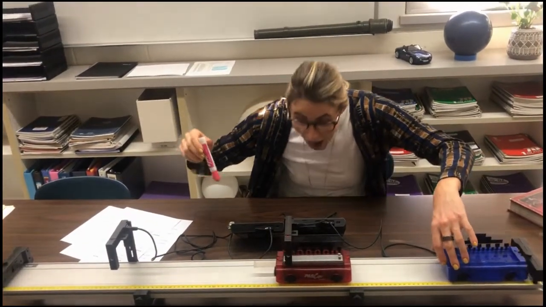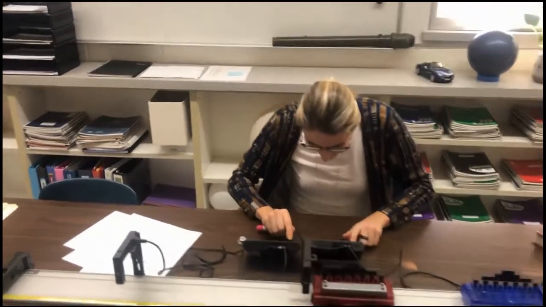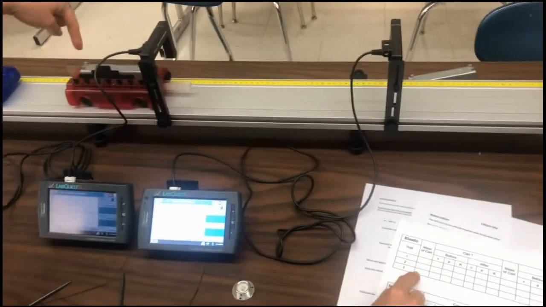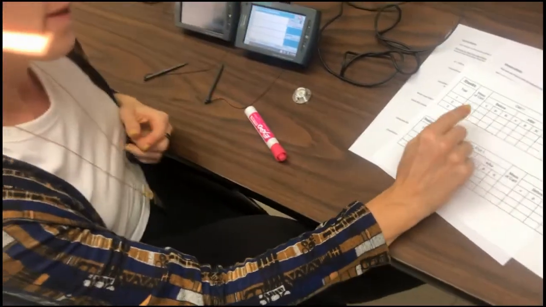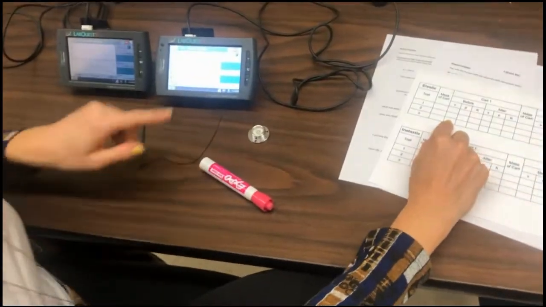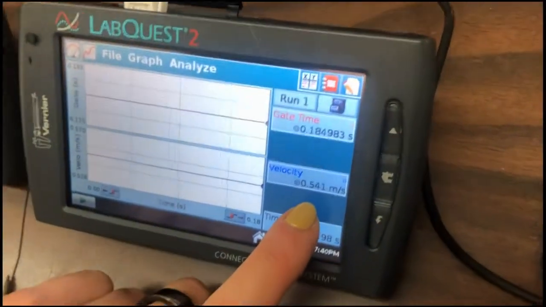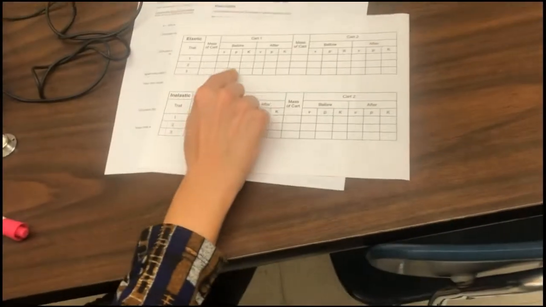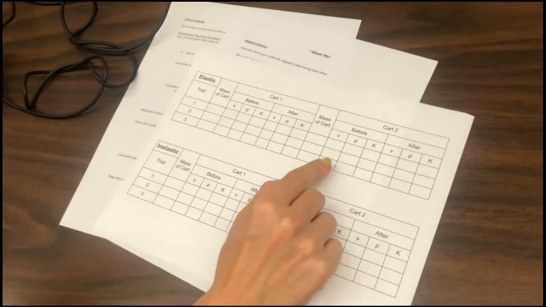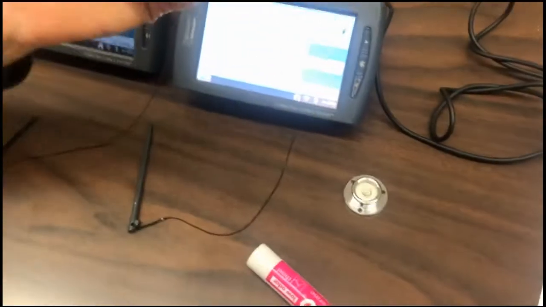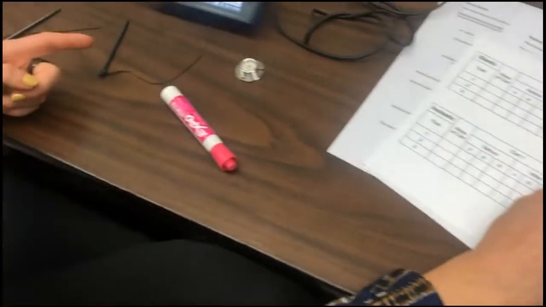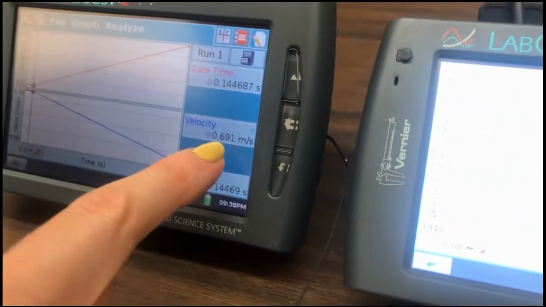Okay. Now you can see it was losing some speed there. Okay, trial 3, mass of the first cart is now 0.5. Mass over here is 0.25. In the very beginning, our velocity was 0.541 meters per second. And then for our cart 2, the velocity in the beginning, it wasn't moving, right? It was 0. And then our velocity after was 0.691.